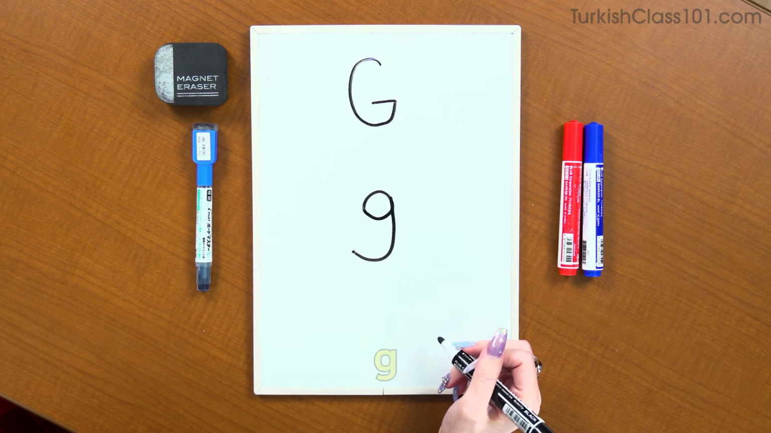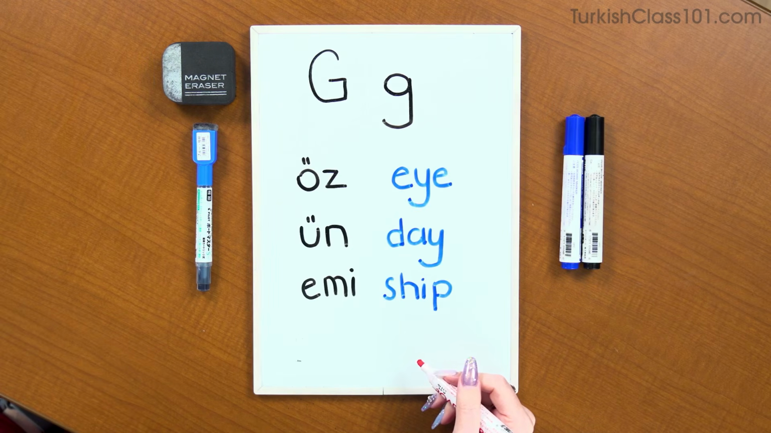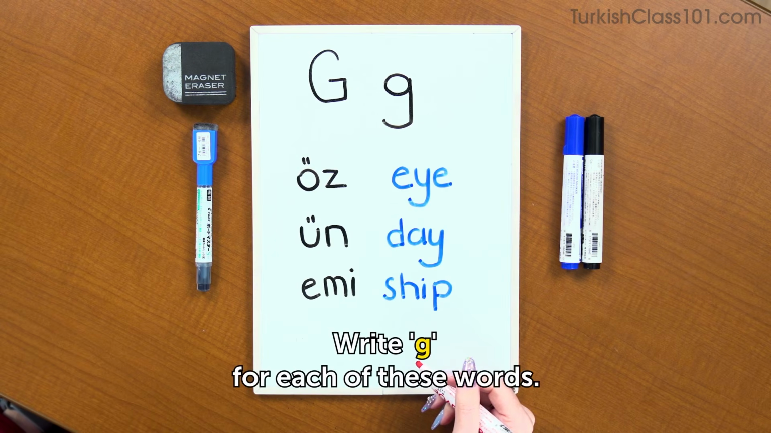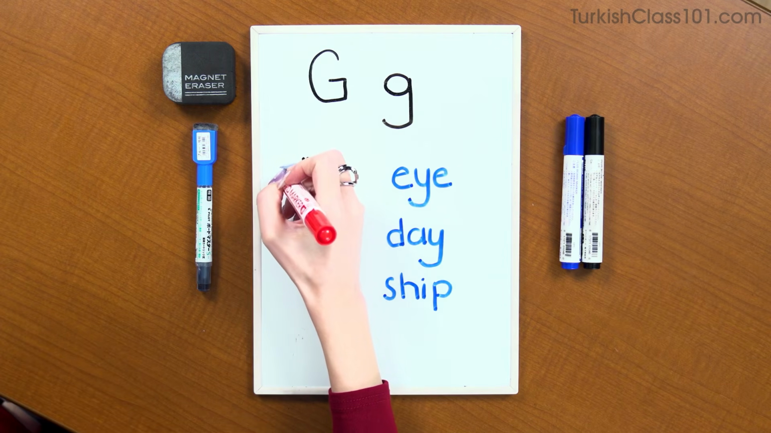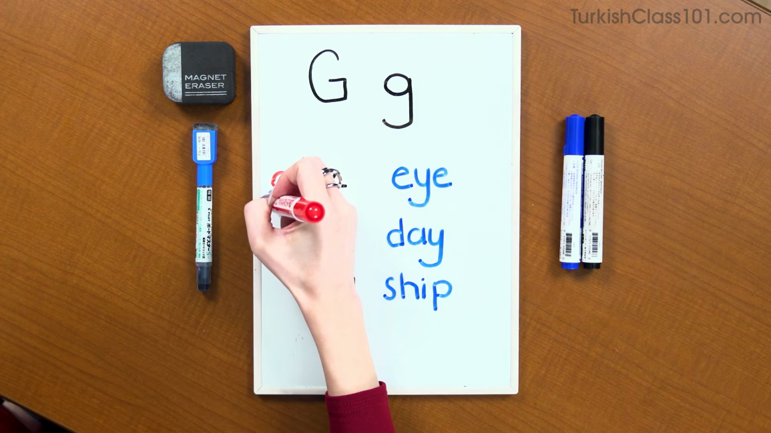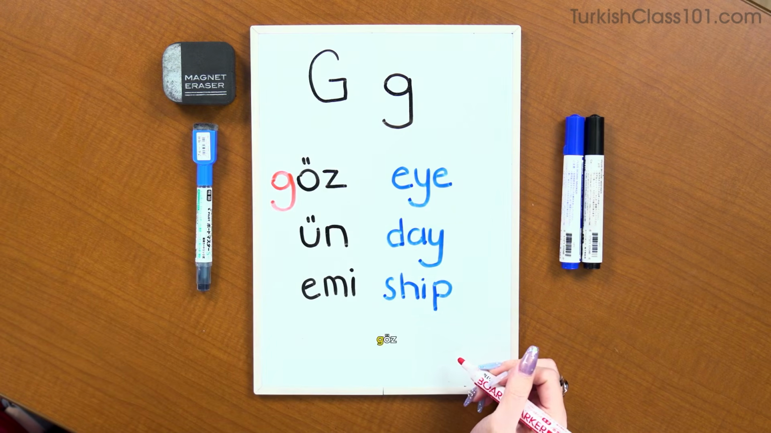Now let's practice. Write G for each of these words. Göz. Eye.